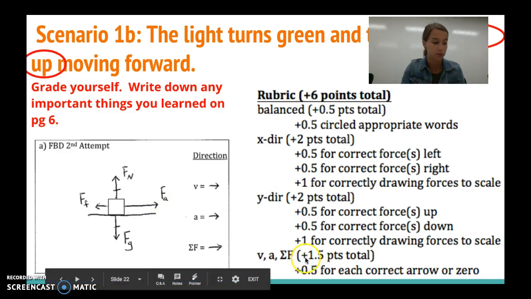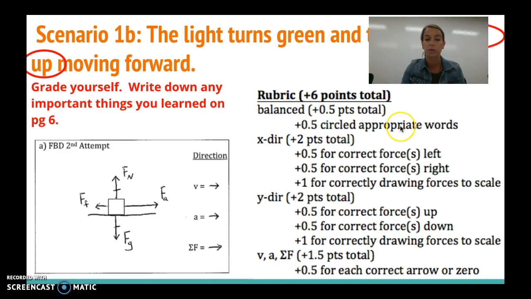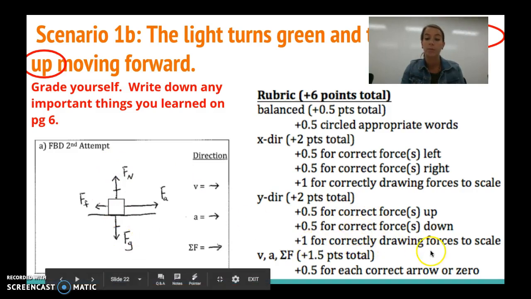Here's our rubric again, so you can go through and see how you did. First, half a point for did you circle the right words? Half a point for the right force going to the left, so that would be friction. Half a point for the applied force to the right. 1 point for drawing forces to scale. So is the applied force bigger than friction? Y direction, half a point for normal, half a point for gravity, and you get 1 point for marking those as equal. And then half a point for each of these arrows. So right, right, and right.